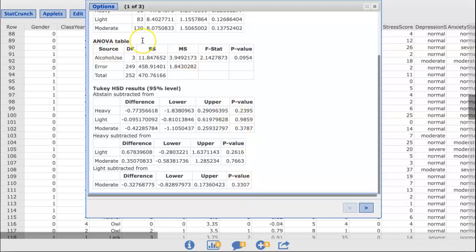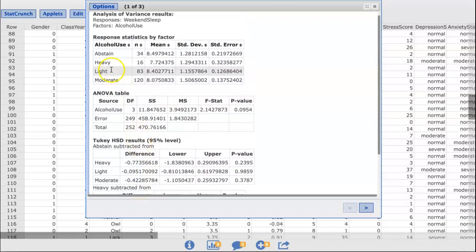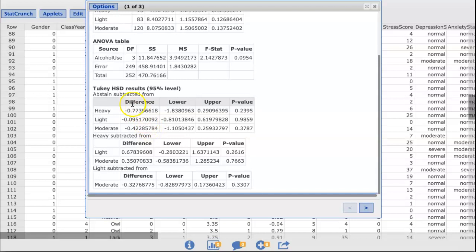Last time I had to do all this by hand in StatCrunch, more or less. And I purposefully left out the light category because I didn't want to do all these comparisons, so I just did a three-way comparison. But you see in StatCrunch, it's nicely laid out for us. Just remember, this is the estimated difference: sample mean abstain minus sample mean heavy, sample mean abstain minus sample mean light, sample mean abstain minus sample mean moderate.